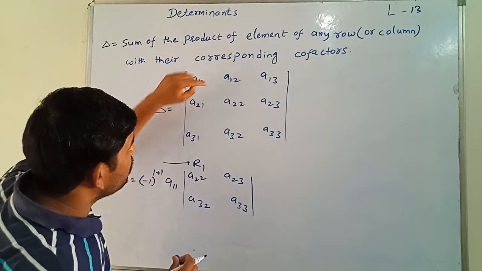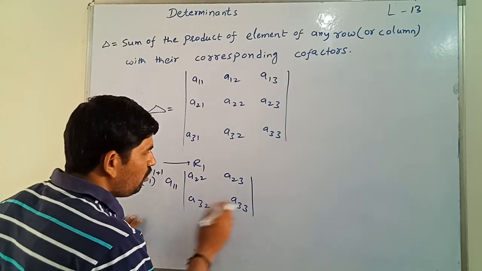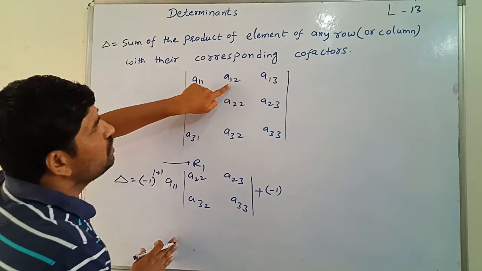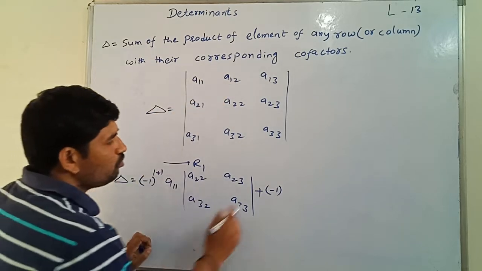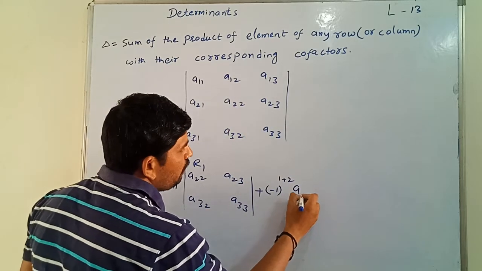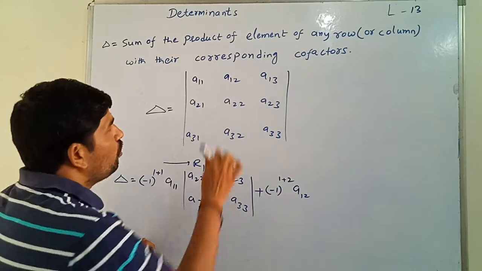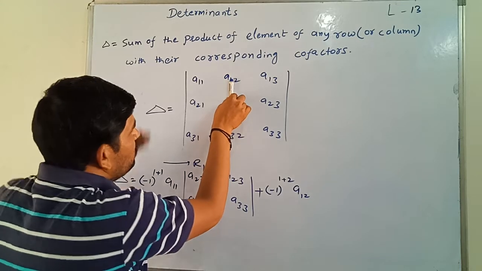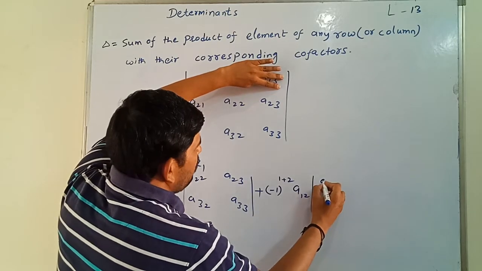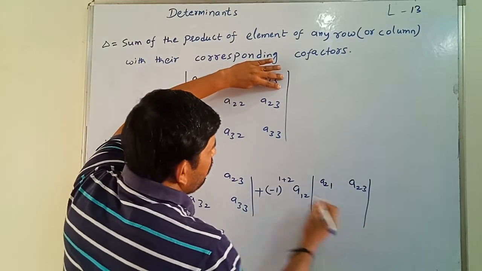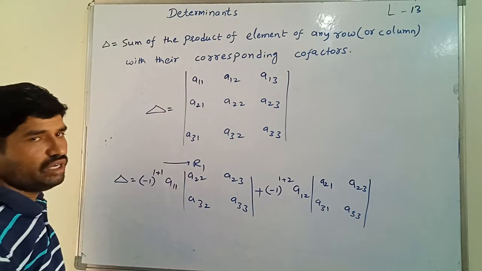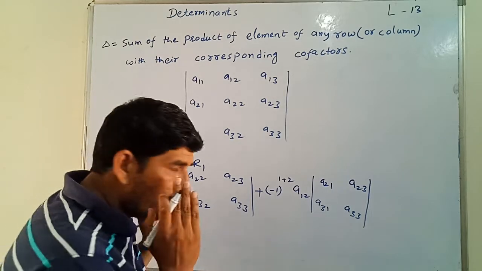Next, we observe the second element here. So after this we write plus, again minus 1. The element here is A12, so we write minus 1 whole power 1 plus 2 into the element A12. Again we have to write the minor, which means we close the address of this. The elements will be A21, A23, and next A31, A33.